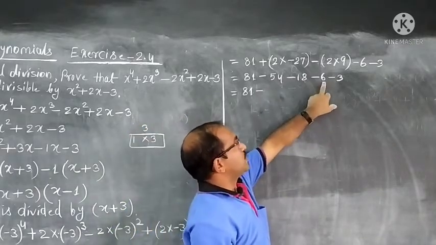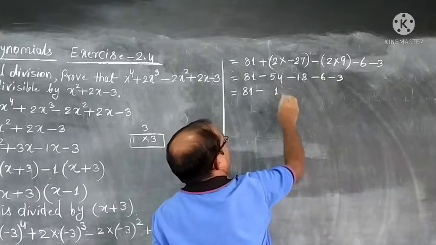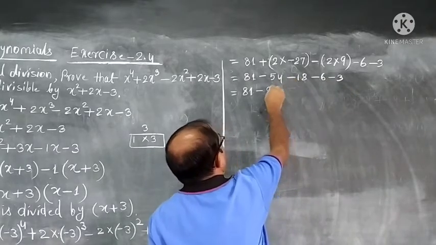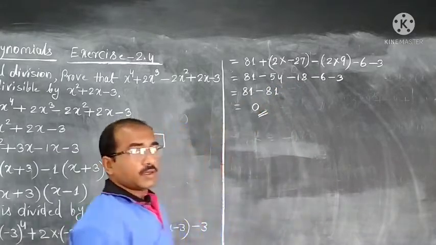4, 8, 12, 6, 18, 3, 21, 5, 2, 7, 1, 8. So 81 minus 81, we get the remainder. What is that remainder? 0.